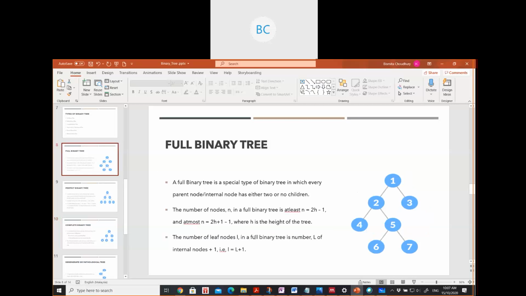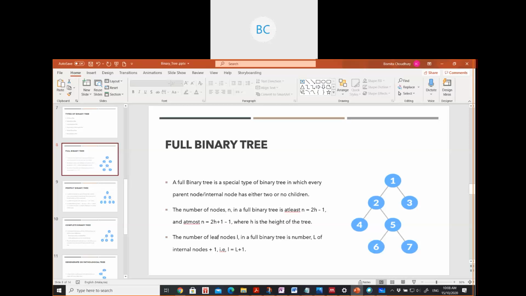So in this case, how will you find the number of leaf nodes and what will be the number of nodes? See, if the number of nodes is n, then for a full binary tree, at least n equals twice h minus 1. That means that's the height, okay? H means height here. And the maximum can be twice h plus 1 minus 1, okay?